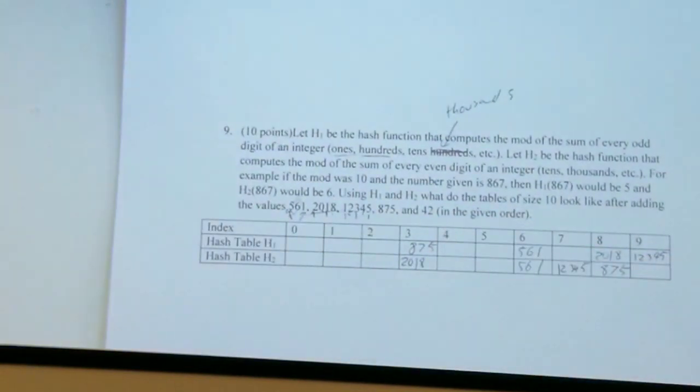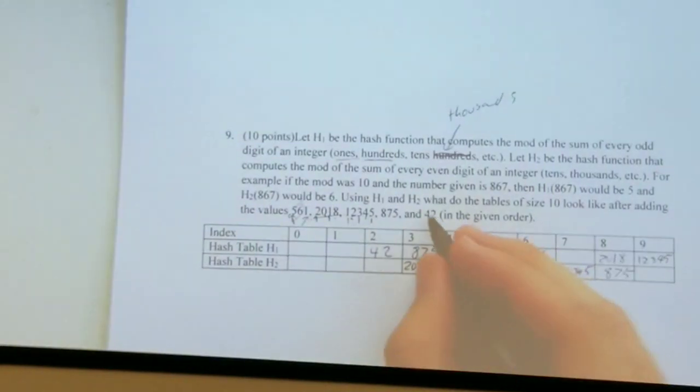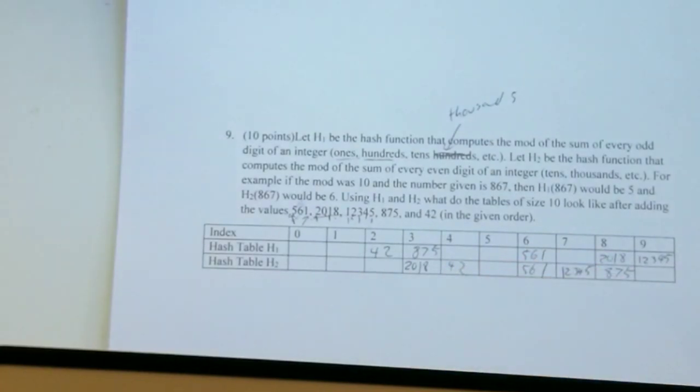Alright, so now we're doing 42. Where does 42 go? 7 has to shift. H1 is going to be what? 2. So it's going to go into that spot there, and there's nothing there, so we don't have to worry about it. 4. Easy. Now what if I ask you to code this up?